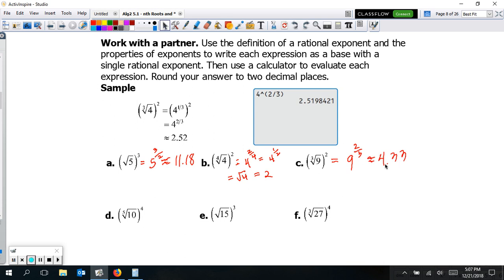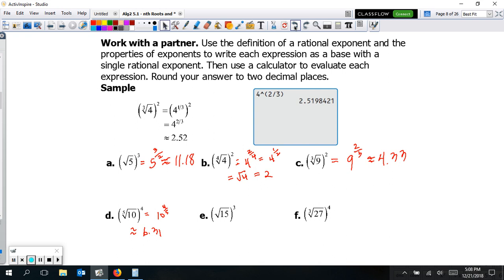So go ahead and try these last 3 here, D to F, and then play it again and check your answers. Okay, hopefully you stop that and you have D to F done and completed, and let's just check to see if you did this correctly. So it's a 10 to the 4/5 power, and then using the calculator you should be getting approximately 6.31 if you round it to 2 decimal places.